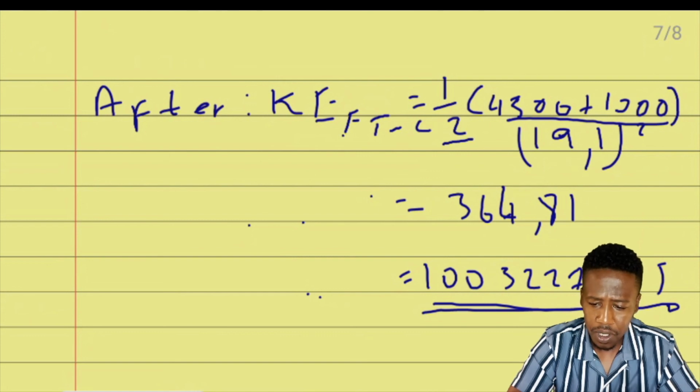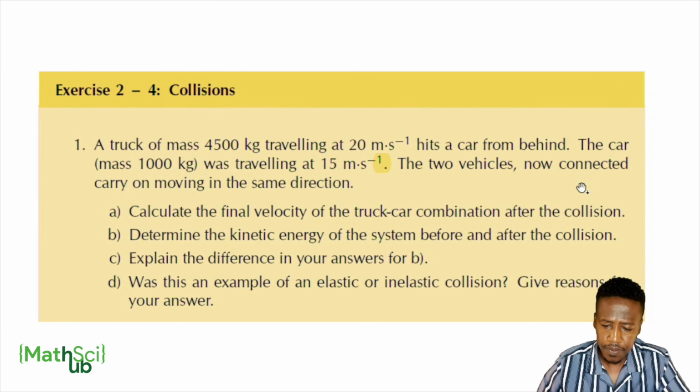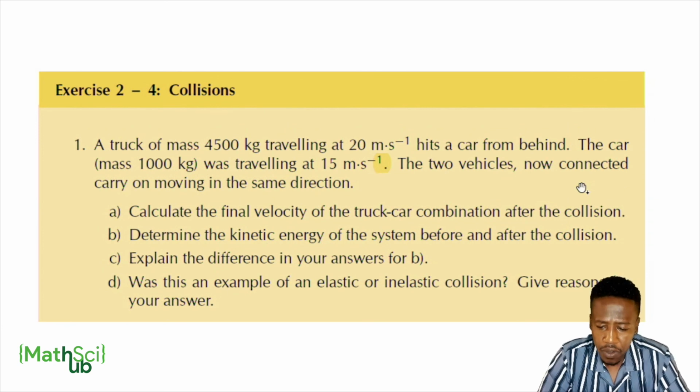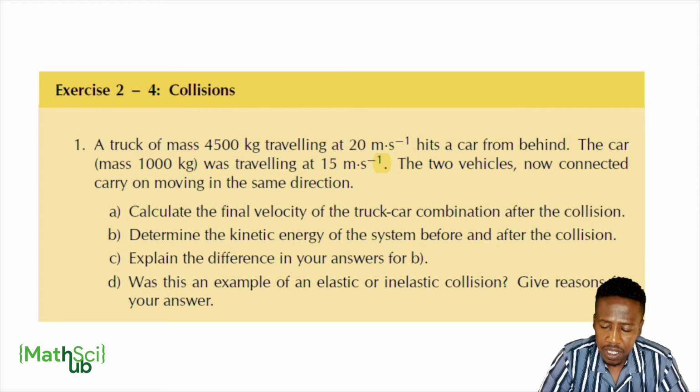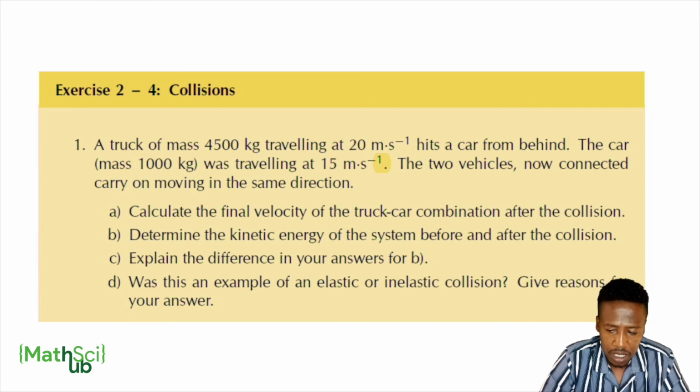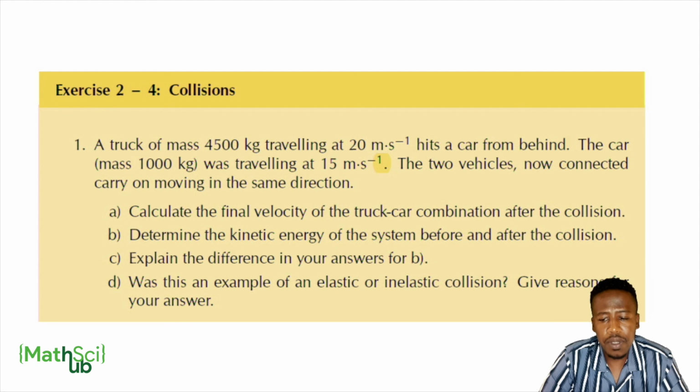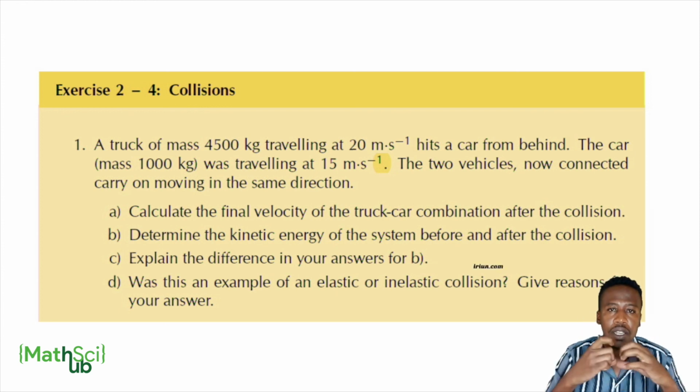If you look at our slide, it says, was this an example of an elastic or inelastic collision? Give a reason for your answer, right? This was an example of an inelastic collision, right? Why was it an inelastic collision in terms of your answer? It basically means after the collision, what happened? Both the car and the truck started moving together. They got stuck to each other and then they started moving together. So that's why it was an inelastic collision.